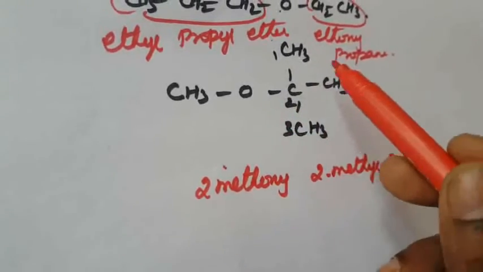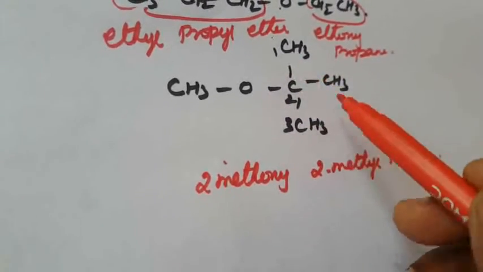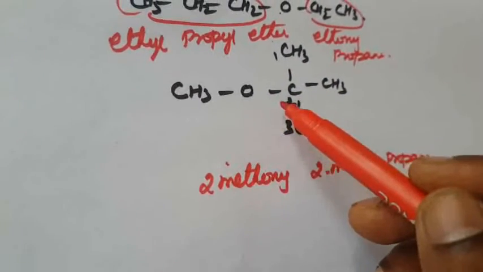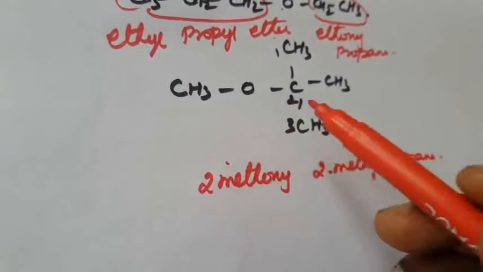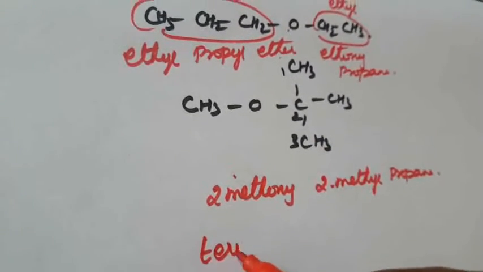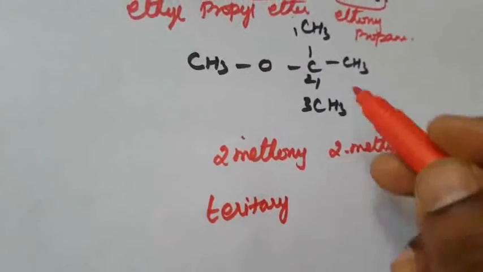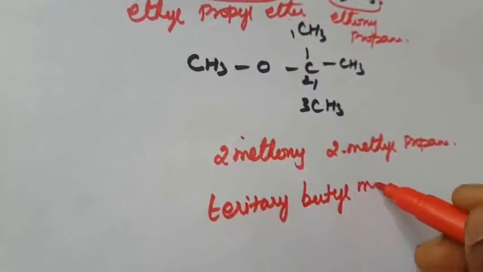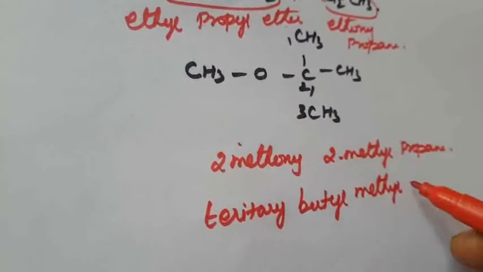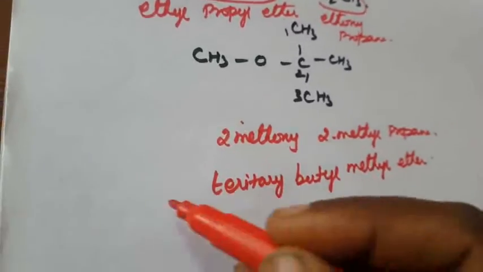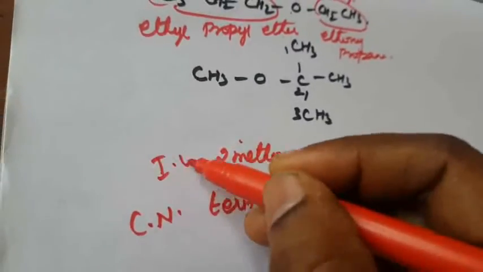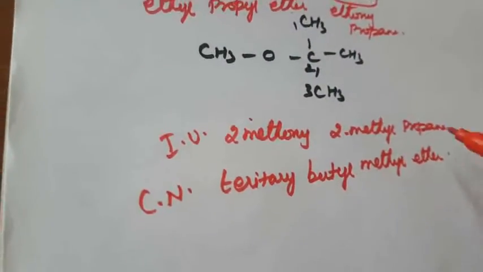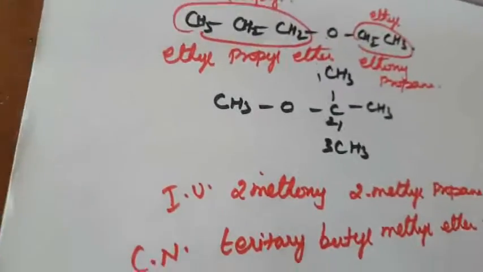This is called tertiary butyl. So only one carbon, tertiary butyl, and methyl ether. Tertiary butyl methyl ether. This is the common name. This is the IUPAC name. The ether ones are called common names. So methoxy, ethoxy, that is called the IUPAC name.